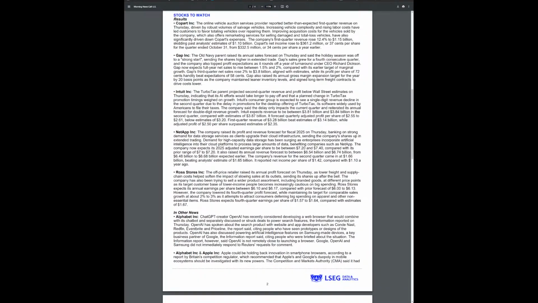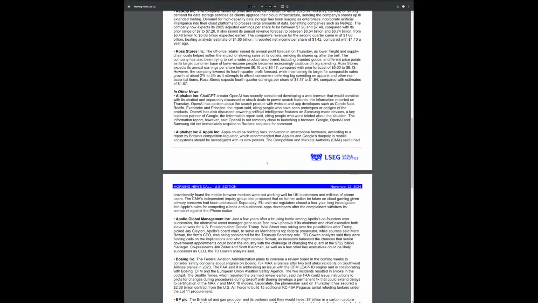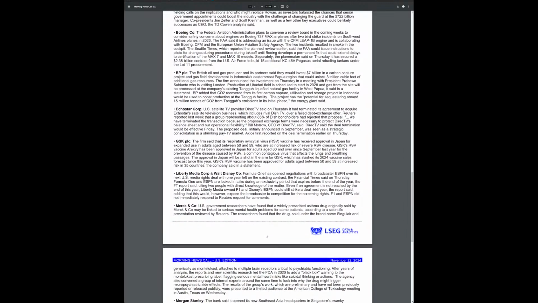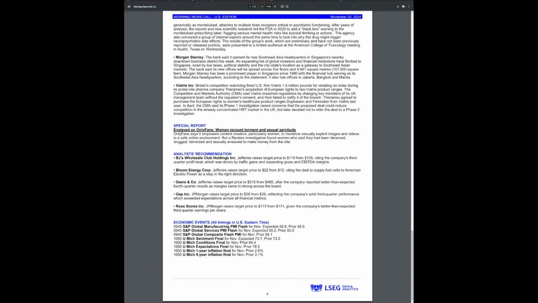All right, let's see what else is going on here. So the Ross stores: the off-price retailer raises annual profit forecast on Thursday as lower freight and supply chain costs help soften the impact of slowing sales at its outlets, sending shares up after the bell. What else did I see moving markets here? Ross got a JP Morgan raised target price to 173 from 171. Gap raised target price to 28 from 26. BJ's, Jefferies raised the target price to 110 from 105.